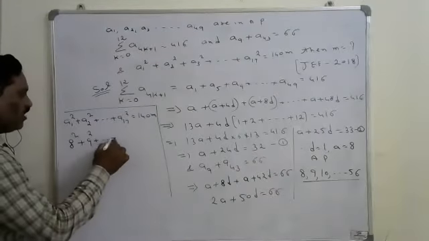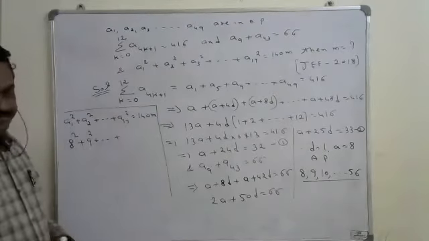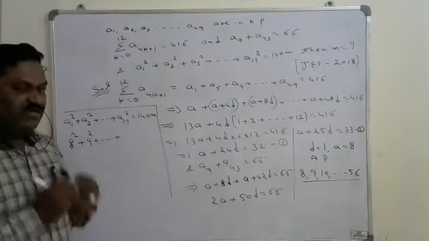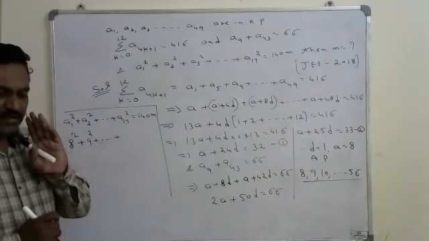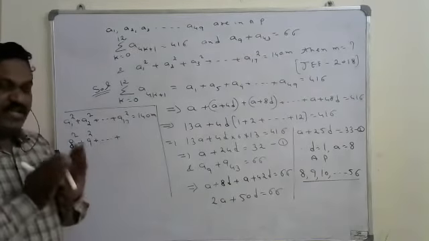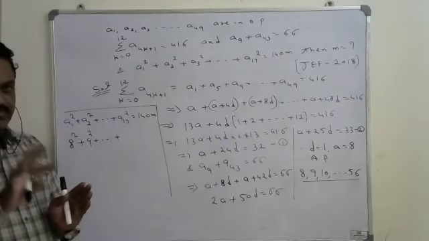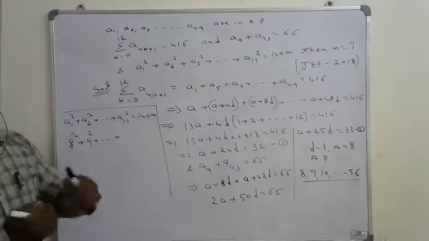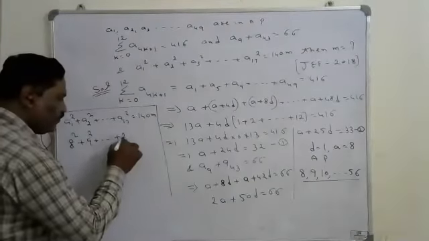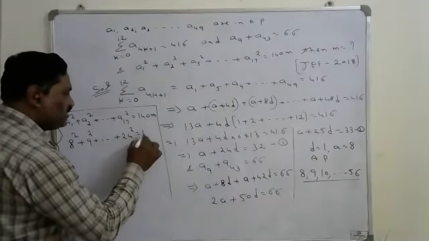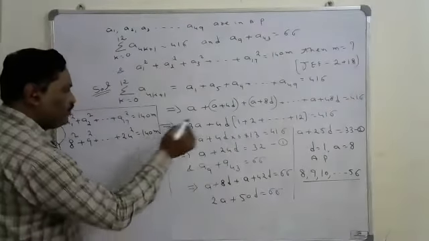What will be the 17th term? A17 means A plus 16D. A means 8 plus 16, that is 24. So 24 square was given as 140M.